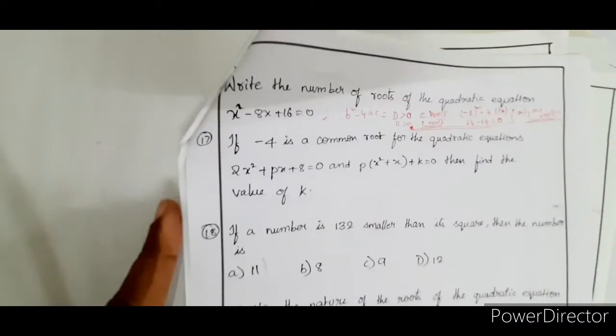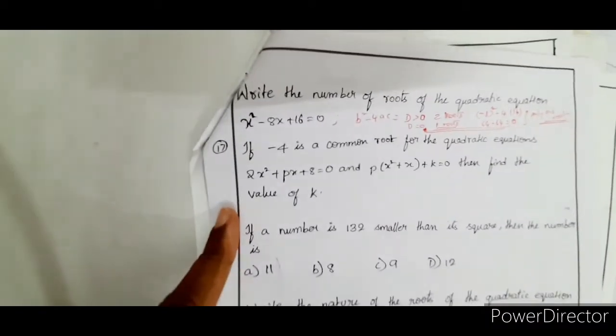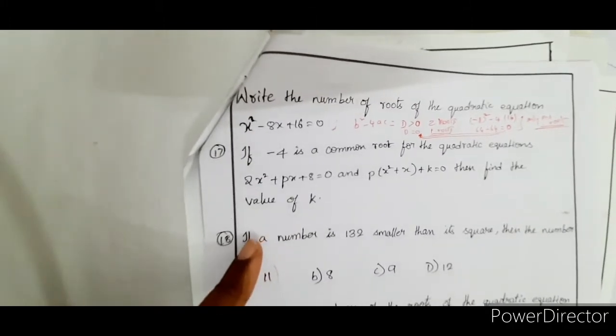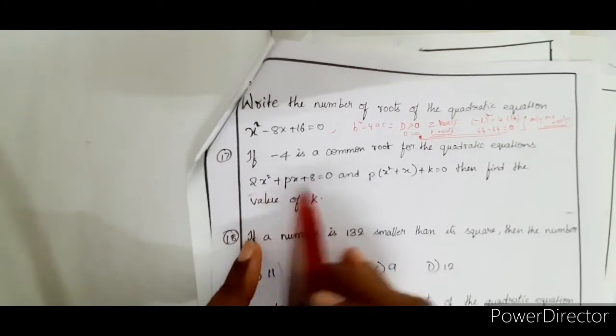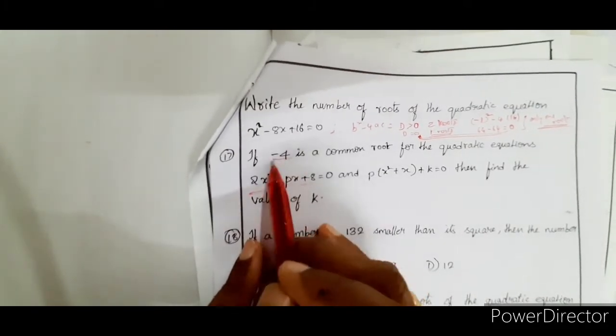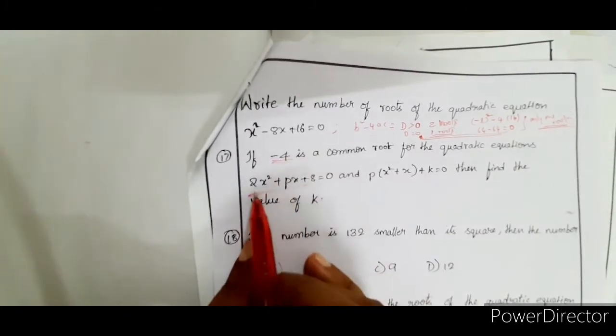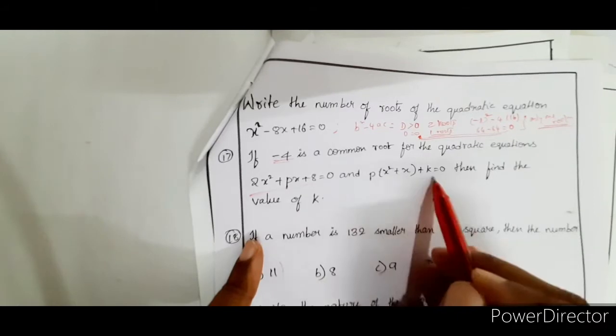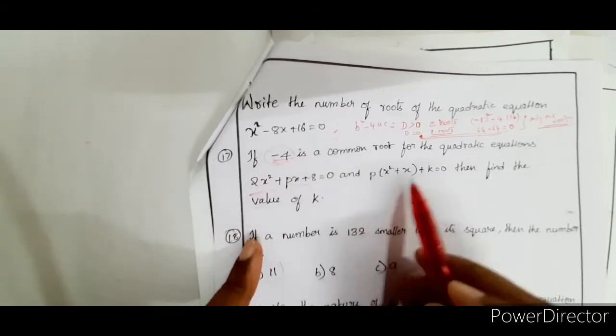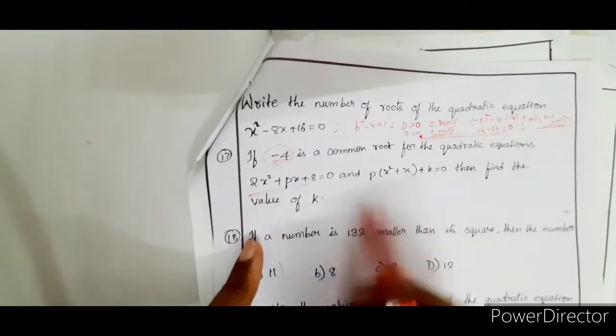Next, if minus 4 is a common root for the quadratic equations 2x square plus px plus 8 is equal to 0, that means you have one equation given, and the root here is minus 4. Observe that you have a variable here, and another equation is given, for which one of the roots is also minus 4. Now we need to find k.